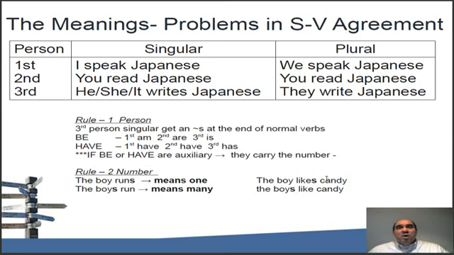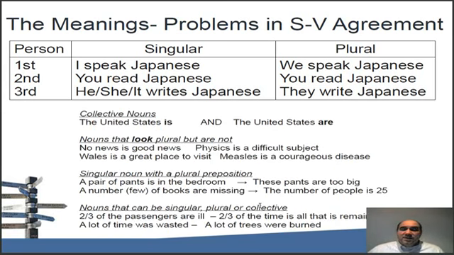And your goal as a language teacher is to try to find an example like this one that clearly shows the difference between the two so that your students can get this in their head. But that's going to be a problem that they're going to run into. You're also going to have a problem with something called collective nouns. So, for example, the United States. Do you say the United States is, or do you say the United States are?